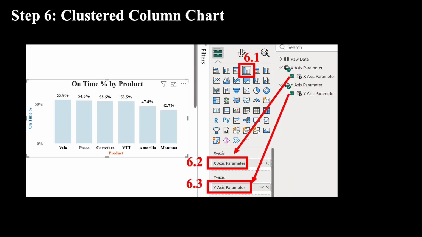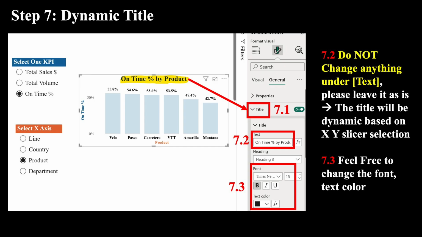Step 6. Create a bar chart with the two parameters we just created. Step 7. For dynamic title, please note for step 7.2, do not change anything under text because the title will be dynamic automatically.